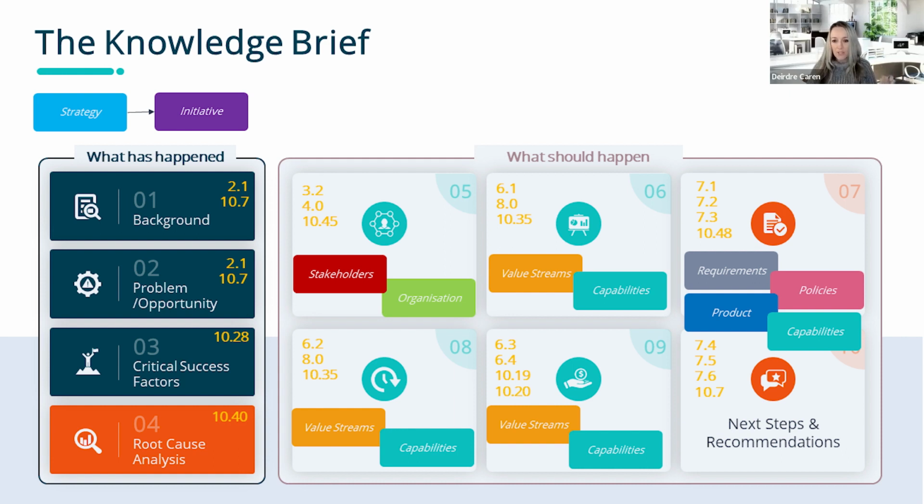So an initiative is not the same as a project. A project is about budget, time, money, management, etc. We talk about initiative, it's about the changes that occur to our capabilities. And so there is a slight difference, but I won't go into the detail. I do it in the course.